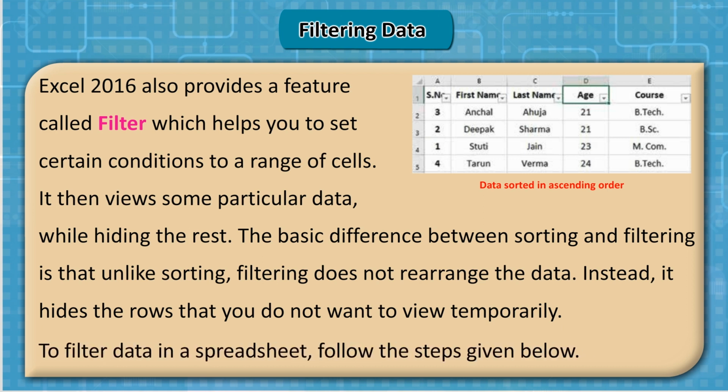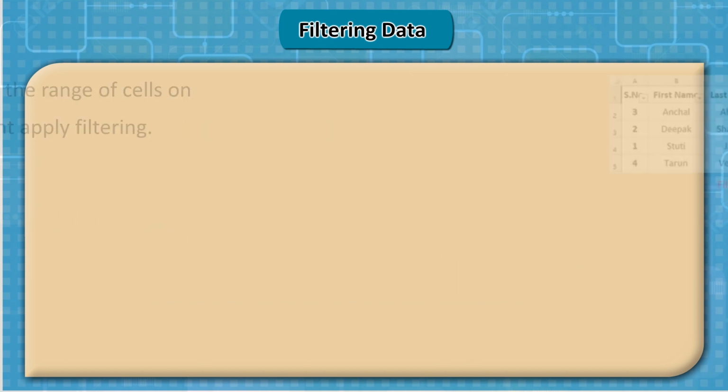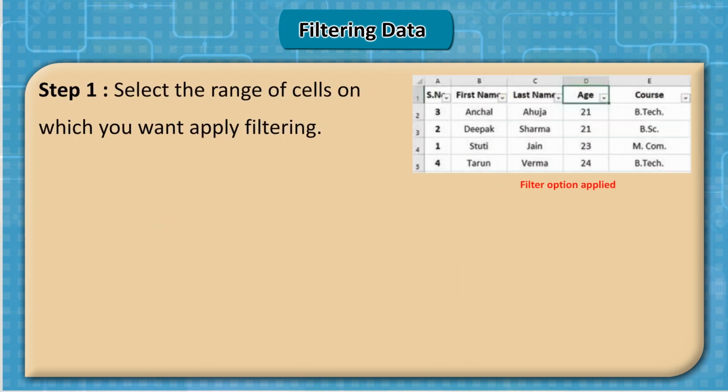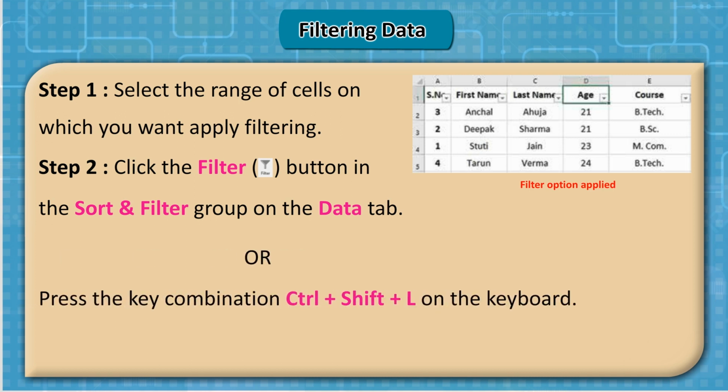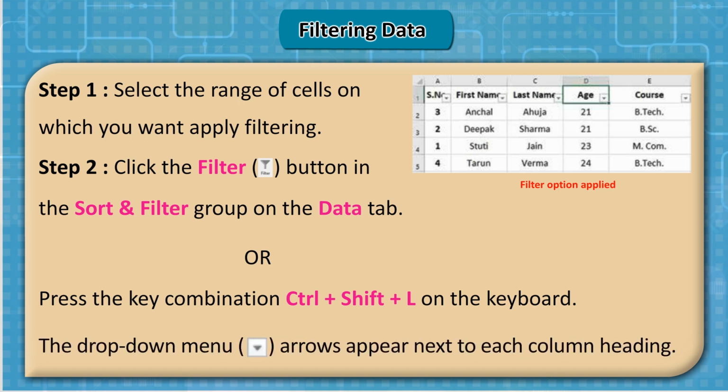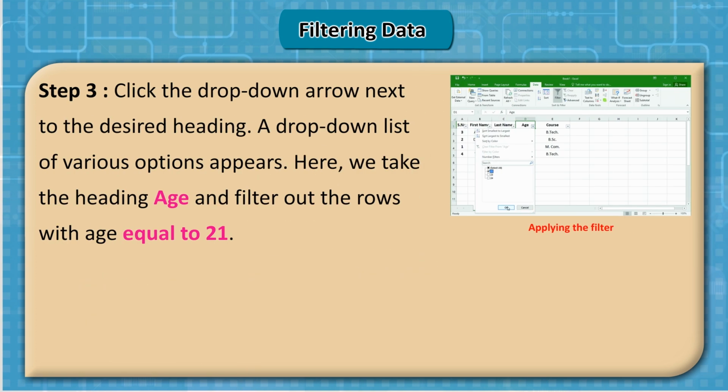To filter data in a spreadsheet, follow the steps given below. Step 1. Select the range of cells on which you want to apply filtering. Step 2. Click the Filter button in the Sort and Filter group on the Data tab. Or, press the key combination Ctrl+Shift+L on the keyboard. The drop-down menu arrows appear next to each column heading. Step 3. Click the drop-down arrow next to the desired heading.